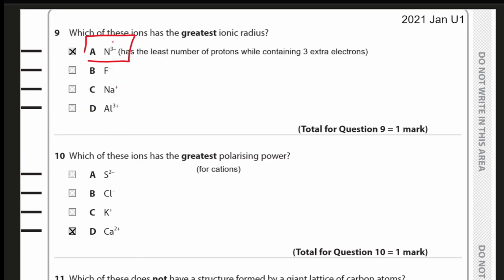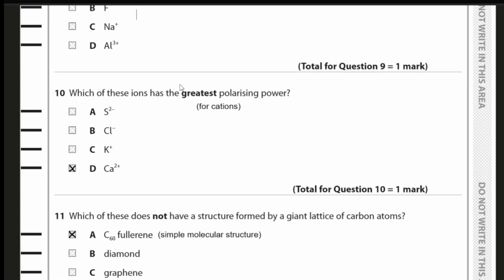In this case the greatest ionic radius will obviously be nitrogen, because it has gained the highest number of electrons, it has gained 3 extra electrons, while it also contains the least number of protons. So obviously the force of attraction will decrease due to the increased repulsion of the gained 3 extra electrons.